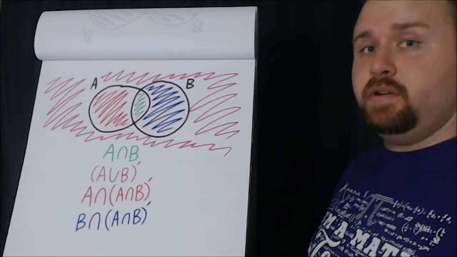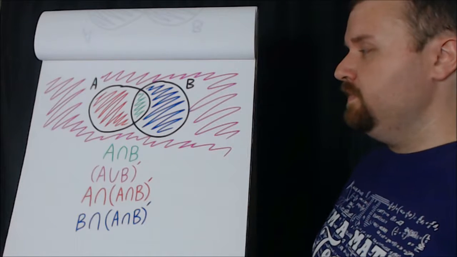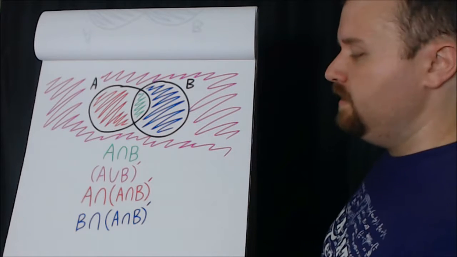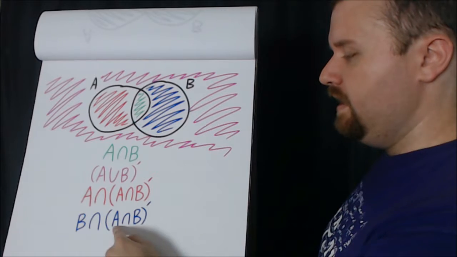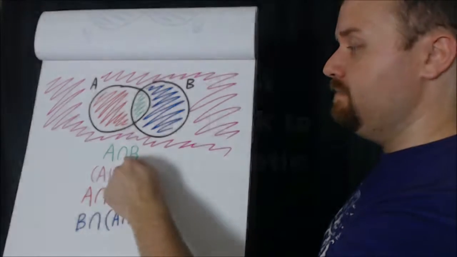So in order to be in the blue region, you've got to be in B, and you've got to not be in A intersect B. You've got to not be in green.